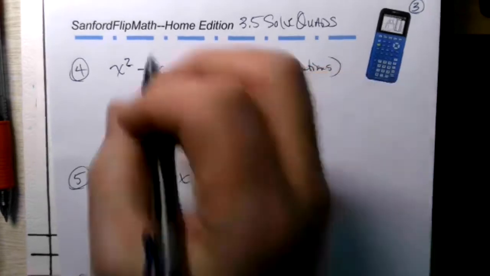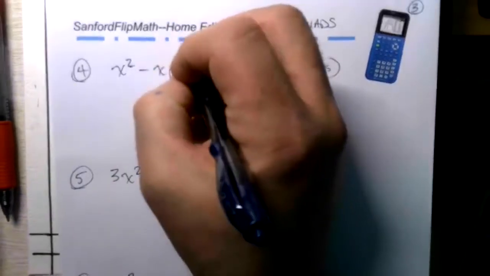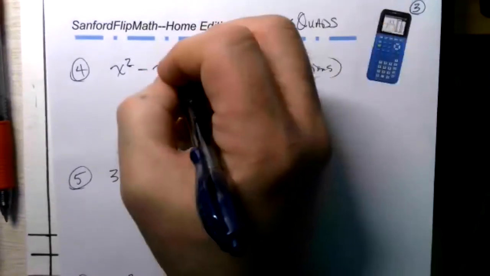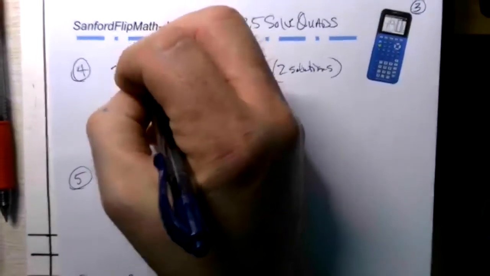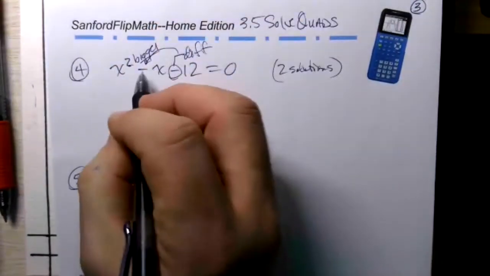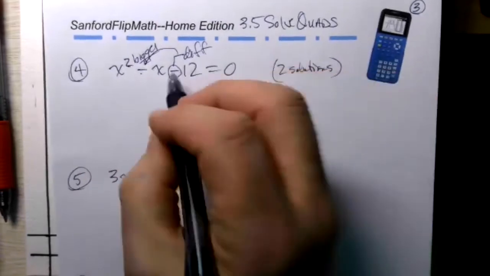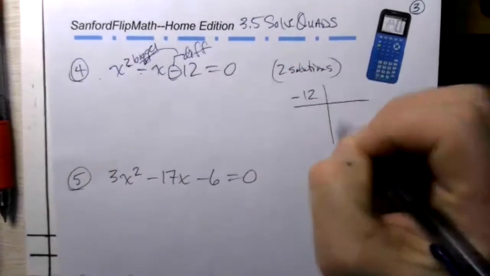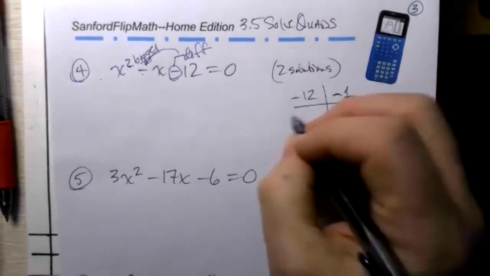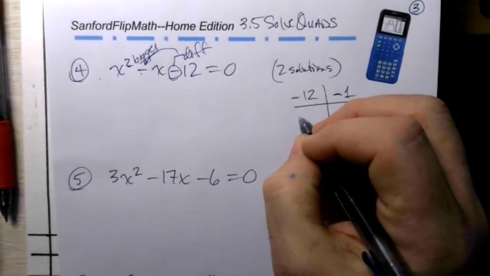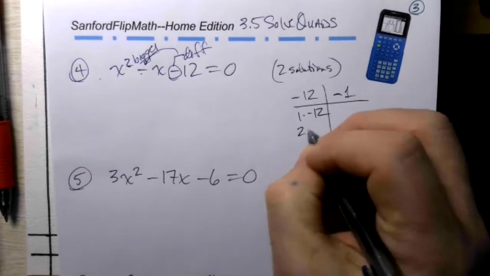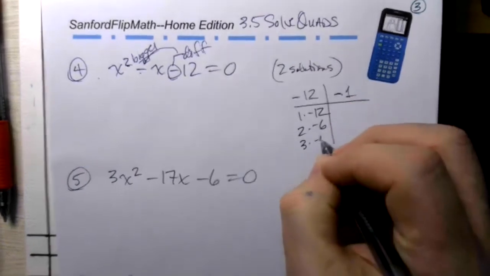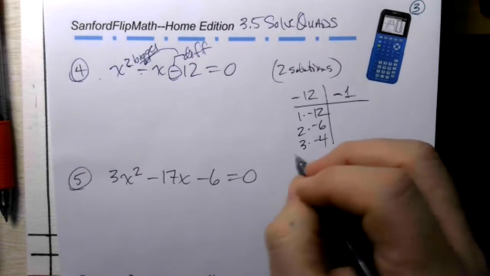So I need, because of this negative, I know the signs are going to be different. If they are different, the bigger number will be negative because that guy's negative. And I need factors of -12, 1 times -12, so -12, and I need them to add up to -1. So it could have been 1 times -12, 2 times -6, 3 times -4, 4 times, yeah, okay, so we're repeating.